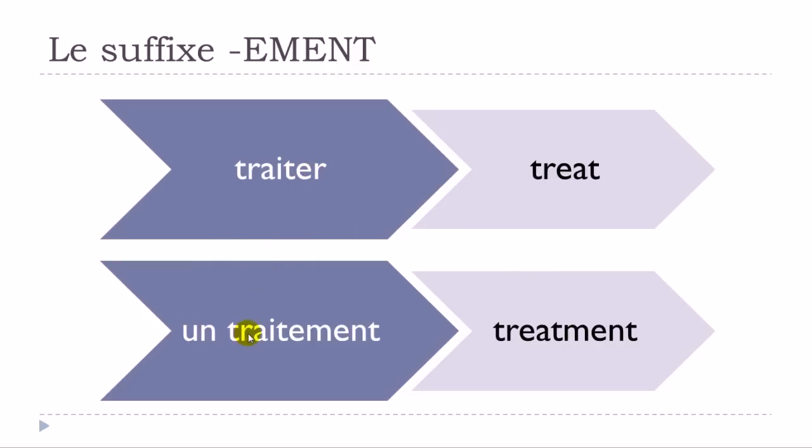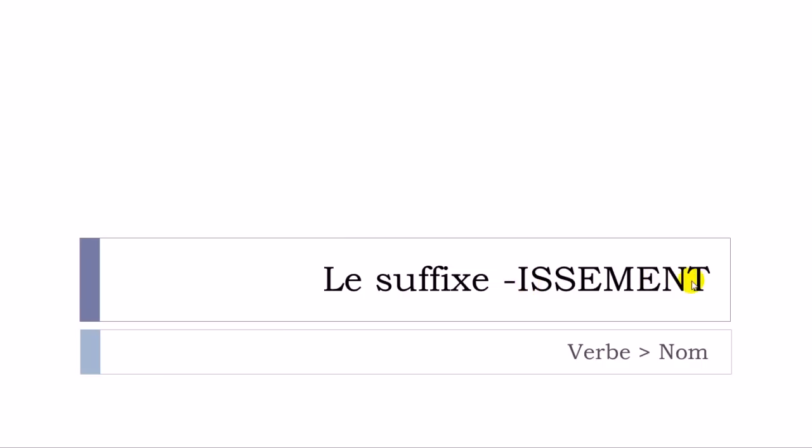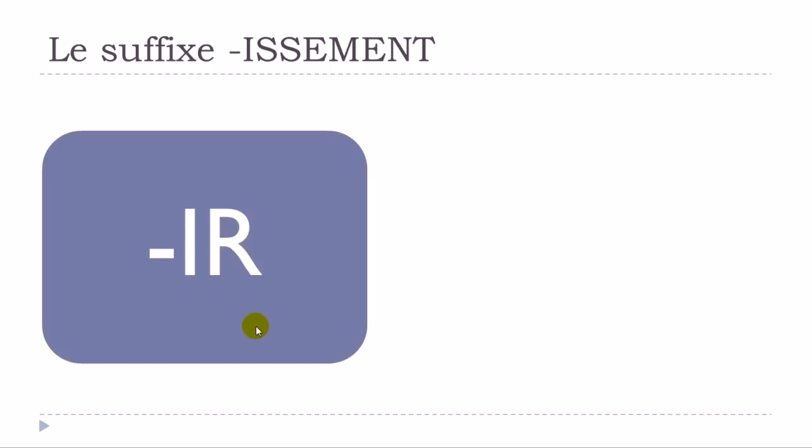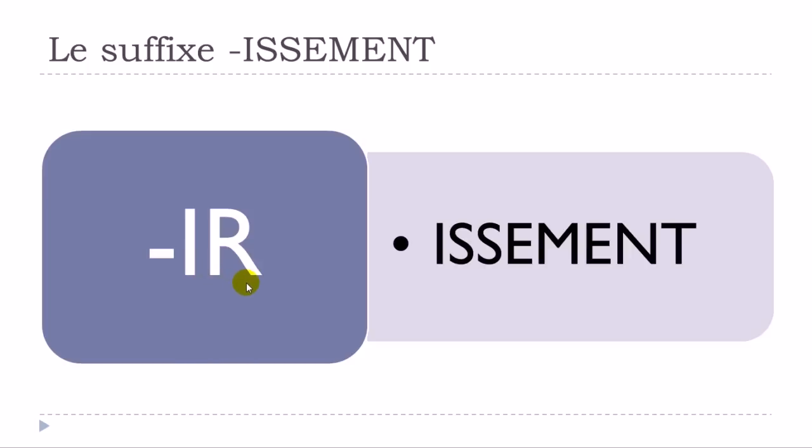Le suffixe -issement. The idea is to see how we could make nouns or substantives starting from verbs. We're talking here about the verbs that belong to the second group of verbs, ending in ir. The rule is that we take away this ending of the verb and replace it with the suffix -issement.